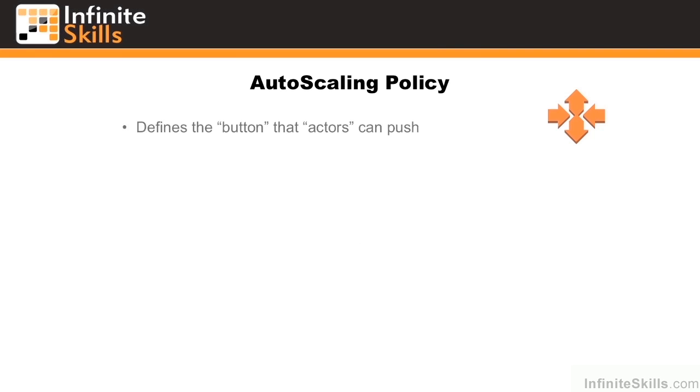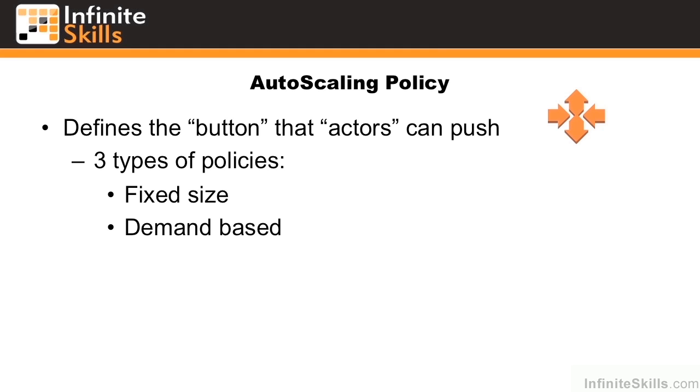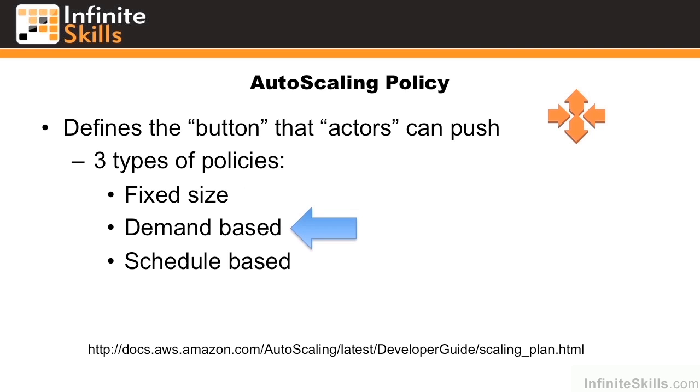Now let's talk about the AutoScaling policy. This defines the buttons that actors can push. There are 3 types of policies. Fixed size, which always tries to seek an exact size of your AutoScaling group. For example, if you know that you always need 4 servers in this group, it will always seek to put 4 servers in. Demand-based, which grows and shrinks on demand. And schedule-based, which kind of works like a Linux cron job and always fires a scale-up policy at one time of day and a scale-down policy at another. We're going to look at demand-based. To get information on the other types of scaling plans, you can browse this URL.